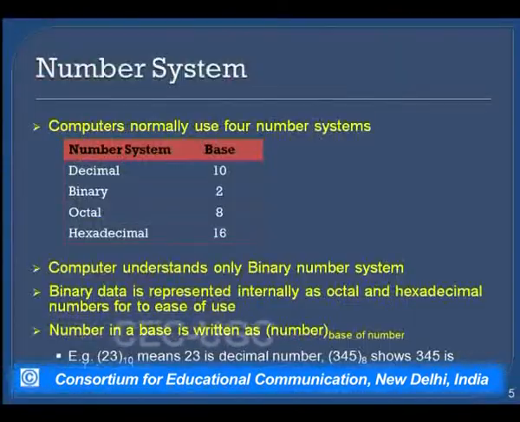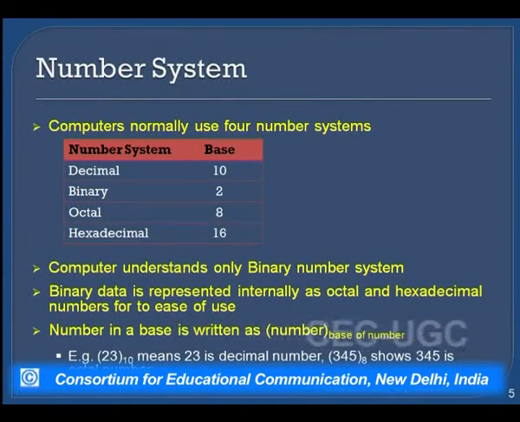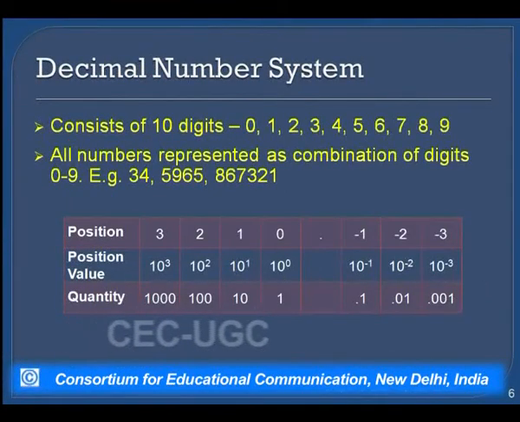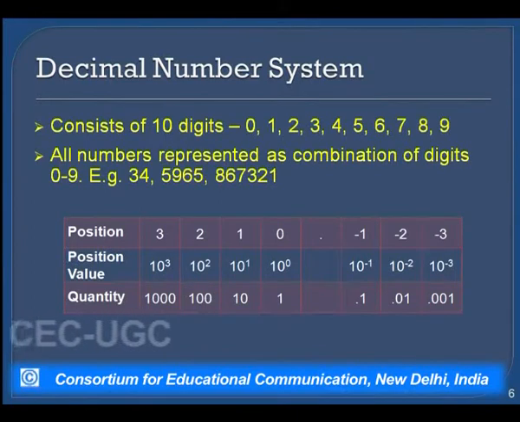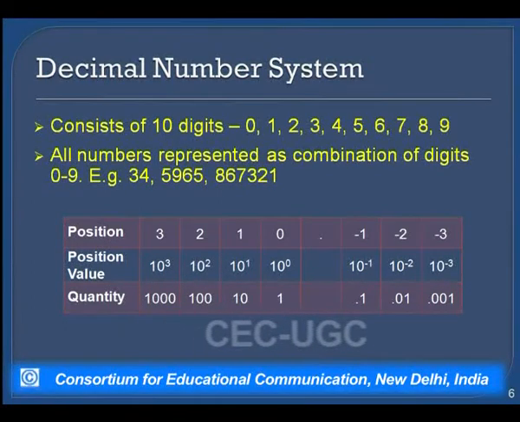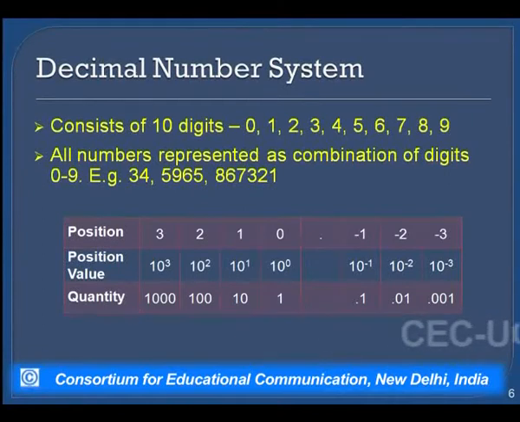When we are talking of number systems, we already know about the decimal number system, which we use every day. Computers also understand the binary number system and also the octal and hexadecimal number systems. So we will see what these different kinds of numbers are and how they are stored in the computer. First, we start with the number system we already know, the decimal number system, which consists of 10 digits, 0 to 9. Any number can be represented as a sequence of digits 0 to 9, for example 34, 8, 6, 7, 3, 2, 1 and so on.